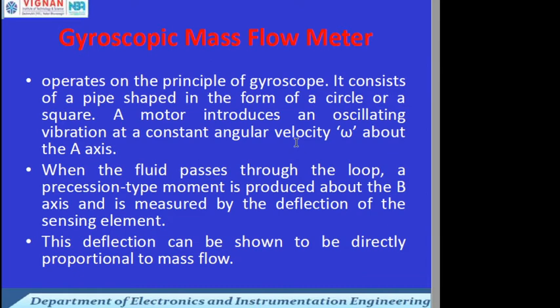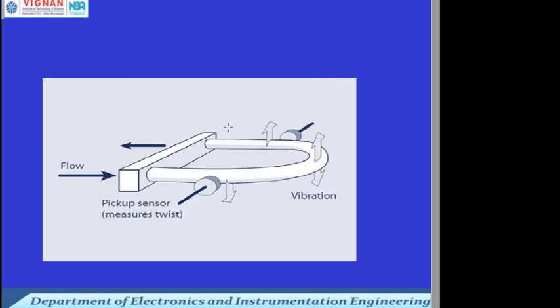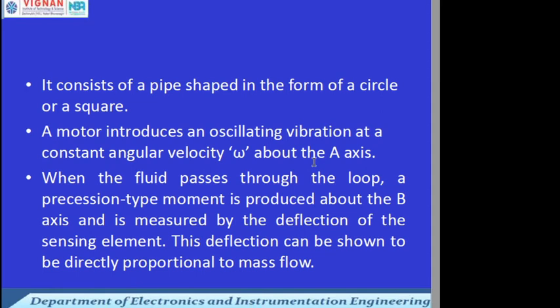This deflection can be shown to be directly proportional to the mass flow through the tube. If you imagine a U-shape type, when the fluid passes through this tube, where some pickup sensor will be there, then it is twisted or vibrates in the x direction or y direction, that is the a-axis and b-axis. If the tube is in a twisted shape, the c-axis notation will be considered here.